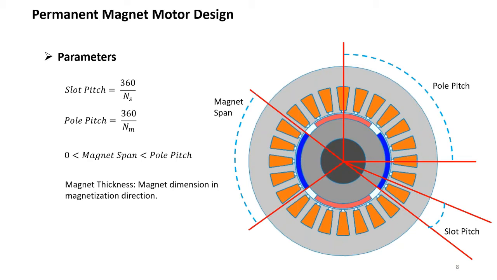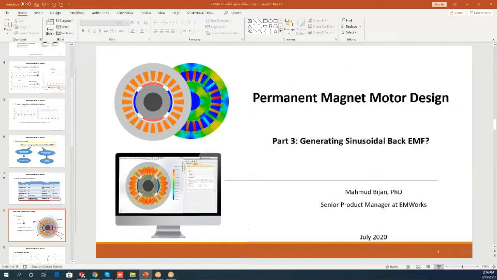An important parameter for us here is the magnet span, which you can see in this figure, is the length of the magnet that covers the rotor side. And we are going to discuss more about this in the simulation part.